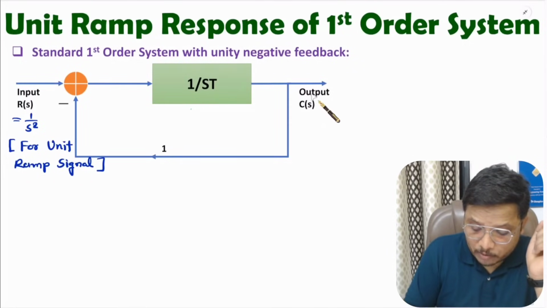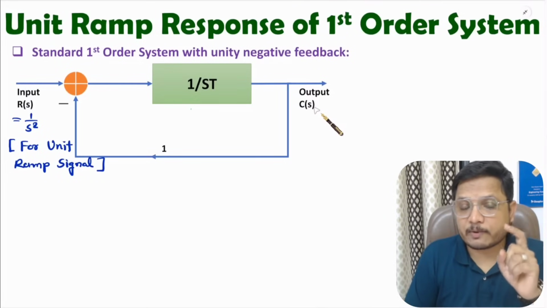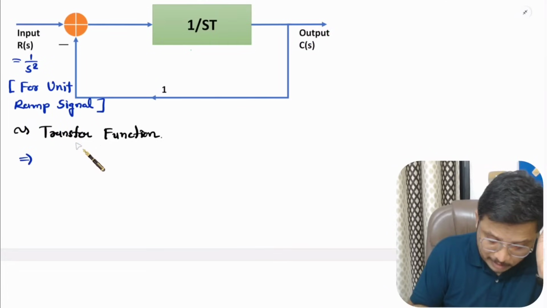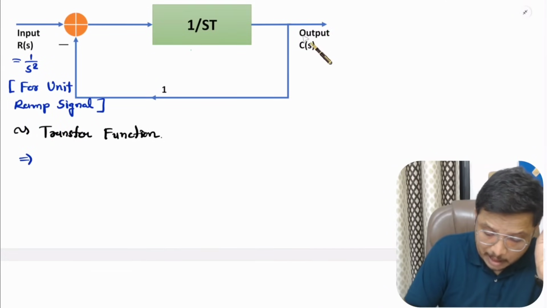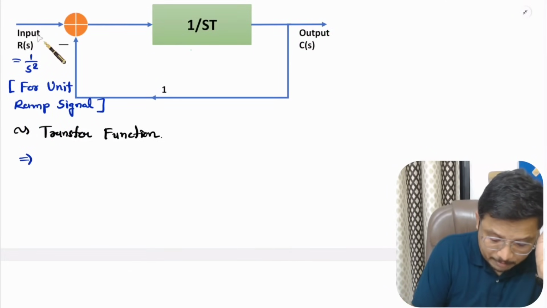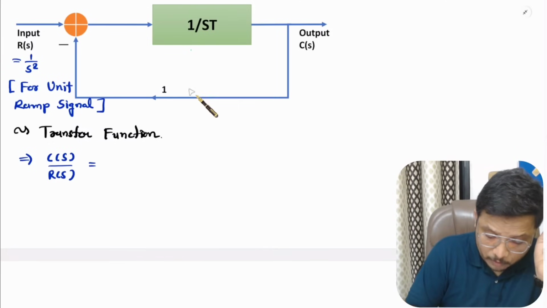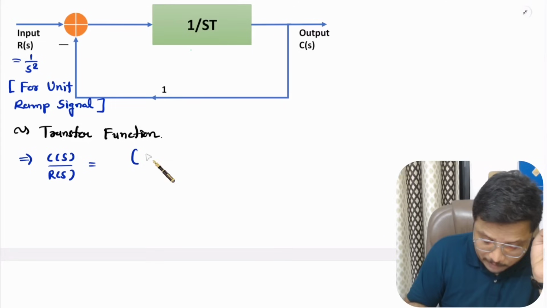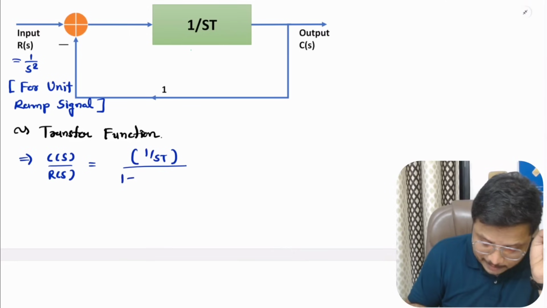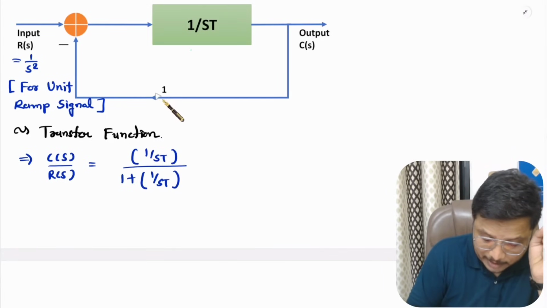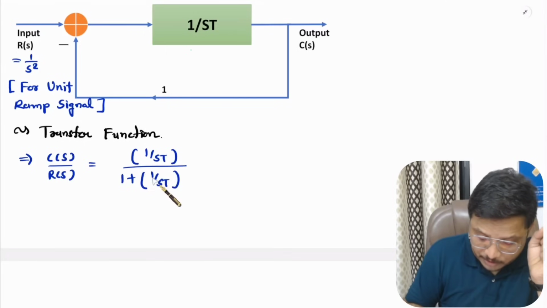To identify the output, I will take the transfer function of the system. Transfer function is output C of S divided by input R of S. For a negative feedback system, the transfer function is G of S, that is 1 by ST, divided by 1 plus G of S H of S. G of S is 1 by ST and H of S is 1. So this is the transfer function.